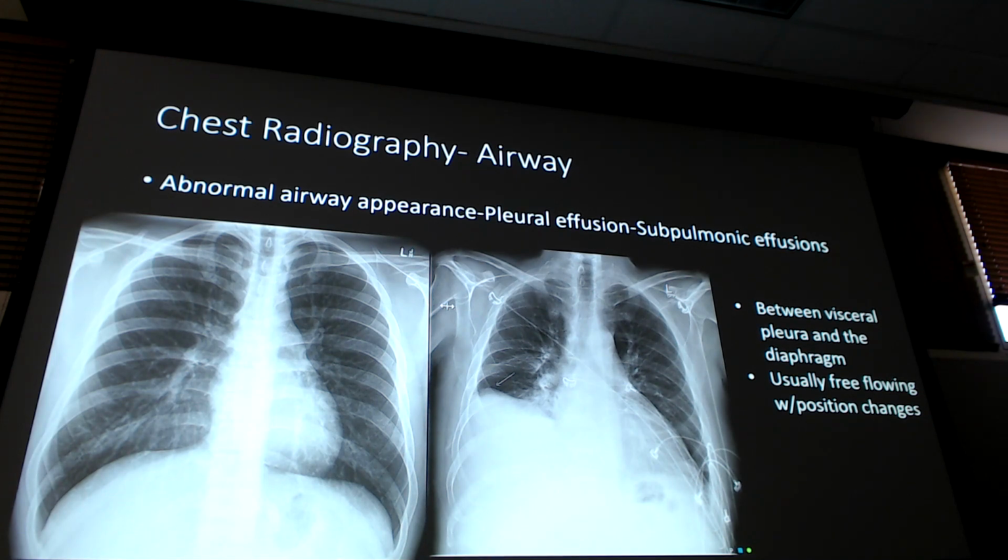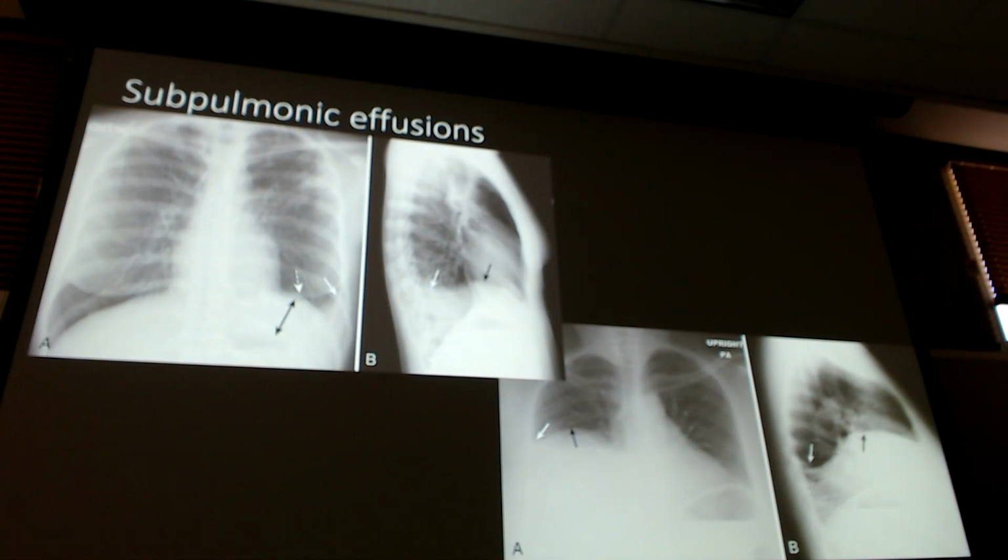These are all the effusions we've been looking at already. We've already been looking at these ones. They're technically called subpulmonic effusions. We just lump it into a pleural effusion altogether. Okay? Here's some more.